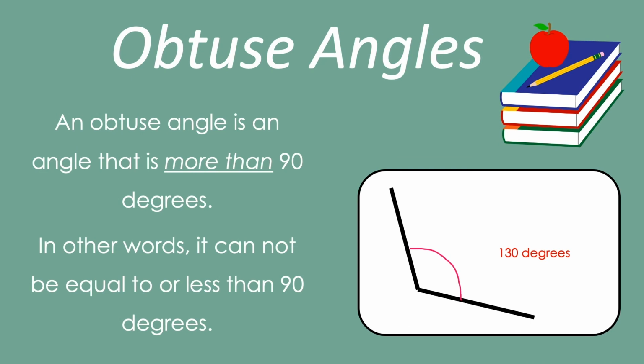Finally, an obtuse angle is an angle that is more than 90 degrees. In other words, an obtuse angle cannot be equal to or less than 90 degrees. The angle on the screen is 130 degrees, which makes it an obtuse angle.